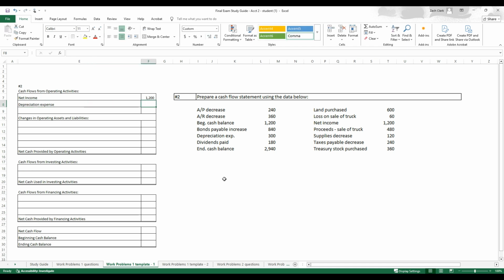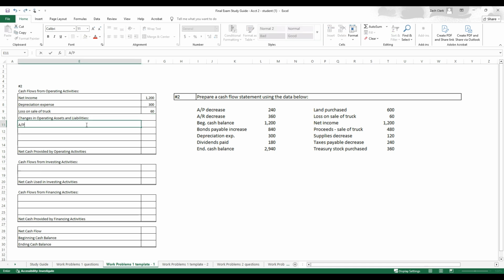And so we know that's an add back to get to cash flow because it's a non-cash reduction at the outset. And then we have a loss on sale of truck. So same thing, we're going to add that back. If we had a gain on the sale of truck, we would need to reduce that from net income. But with losses and expenses that are non-cash, we add them back in.